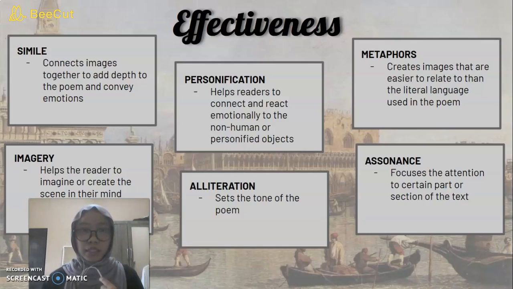The second element is personification. The poet gives some sort of human traits to a non-human object, which in this case is the house roofs. It helps readers to connect and react emotionally to the personified object. The reader will understand and relate to the personified objects as if they are living beings. It simply shows the state of deterioration in the leader's fame.